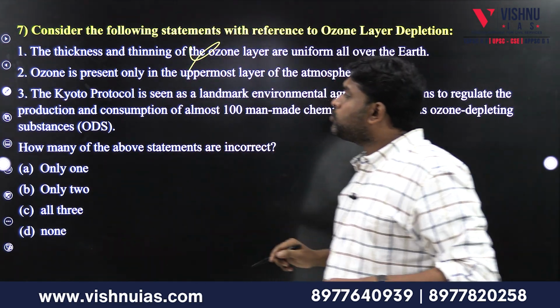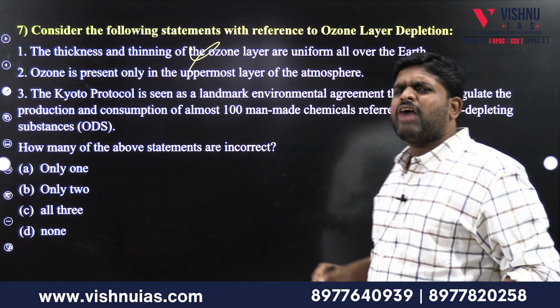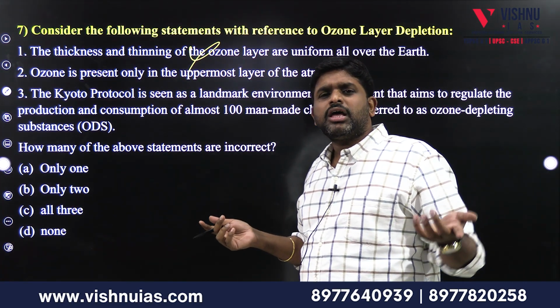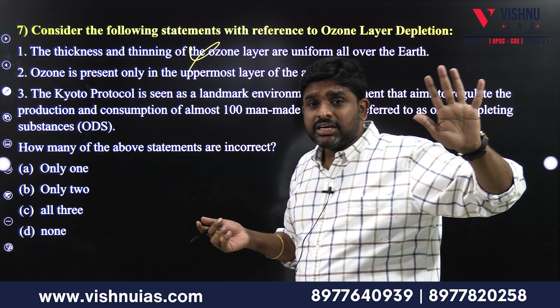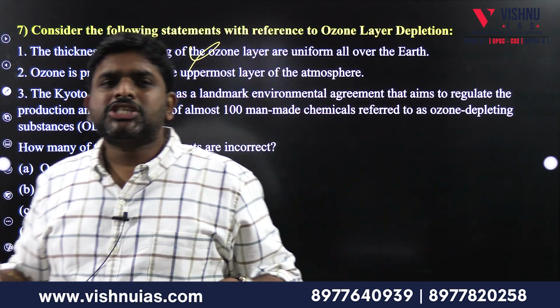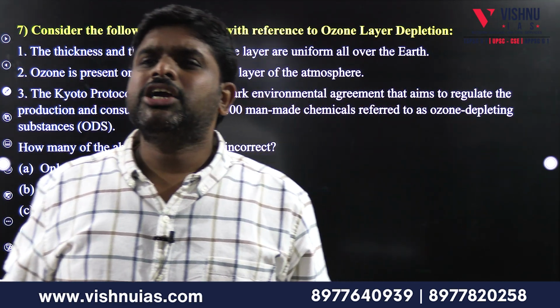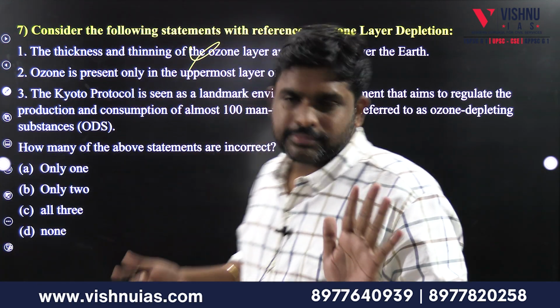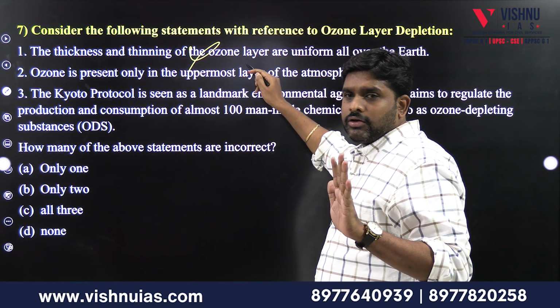So this is a wrong statement. Next: ozone is present only in the uppermost layer. What is the uppermost layer of the atmosphere? Exosphere. It is not present in the exosphere. Either it is present in the stratosphere, which is good, or it is present in the troposphere, which is not. So this is also a wrong statement.